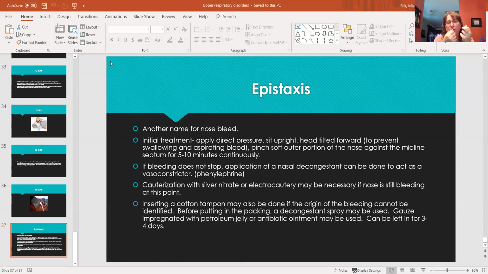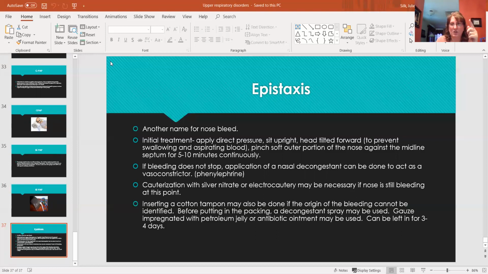So you always want this person to sit upright, head tilted forward instead of back. This prevents them from swallowing or aspirating their blood. And then if the bleeding doesn't stop, what you would do is usually you're going to call someone, probably a resident or someone, to come take a look at them. And sometimes they might do some type of nasal decongestant, which can be a vasoconstrictor and hopefully get things to stop. Or they might, if they could see where the bleeder is at, they might try to cauterize it.